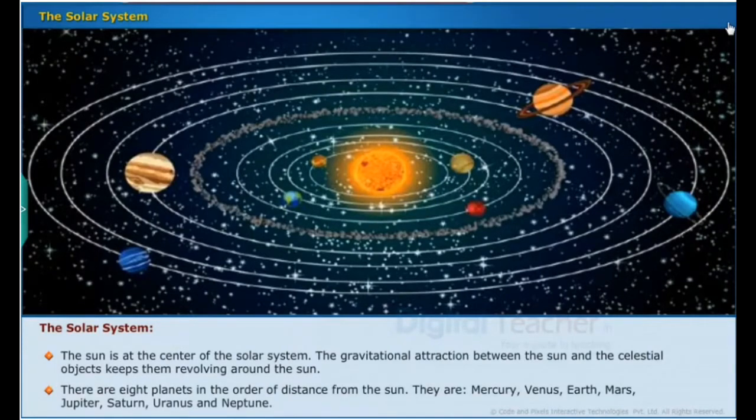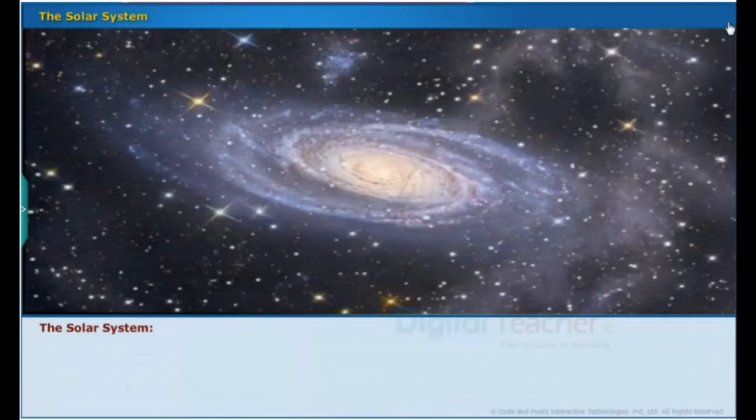There are 8 planets in the order of distance from the Sun. They are Mercury, Venus, Earth, Mars, Jupiter, Saturn, Uranus, and Neptune.